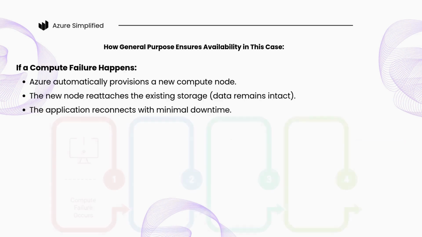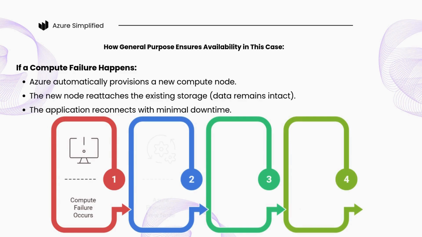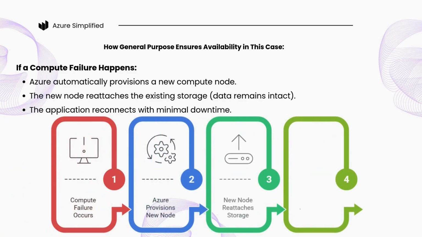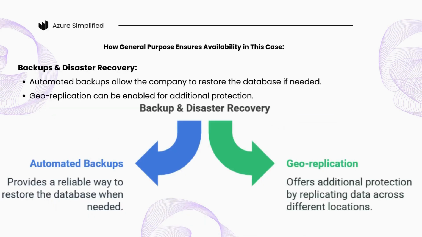If a compute failure happens, Azure automatically provisions a new compute node. The new node reattaches the existing storage, data remains intact. The application reconnects with minimal downtime. Backups and disaster recovery. Automated backups allow the company to restore the database if needed. Geo-replication can be enabled for additional protection.